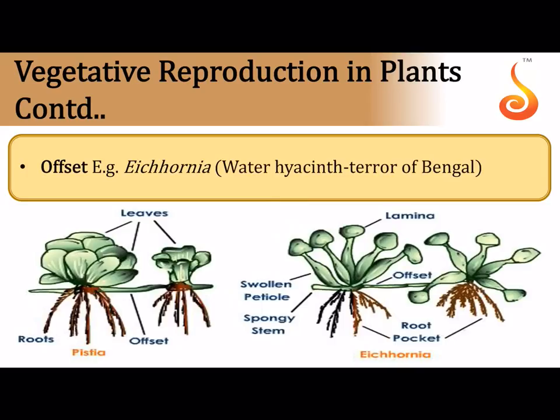Offset of Eichhornia. Eichhornia is a plant which grows as a blanket on the surface of water. You must have seen it growing on lakes. It is commonly called water hyacinth. It is called the terror of Bengal because it grows so extensively on the water bodies that it literally chokes the lake to death. Why? Because when it covers the lake surface by forming a blanket, obviously it takes away all the nutrients in the lake, it cuts off the sunlight supply, it cuts off oxygen supply, and all the plants and animals living in the lake will die.